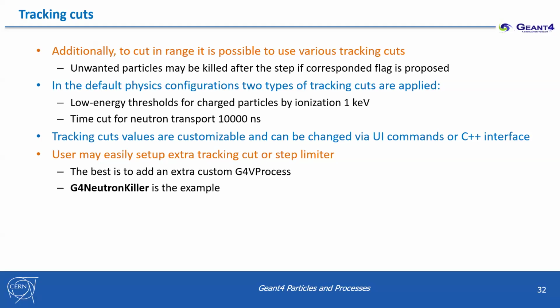Additionally, for a more effective simulation from the CPU point of view, it is possible to introduce tracking cuts. For example, in some cases there are unwanted particles in your simulation and you want to kill them. For example, you have an ordinary setup and you do not expect neutrino physics to be studied. So you may kill all neutrinos when they are produced in case of decays, semi-electronic decays. And you may add this feature to your simulation.